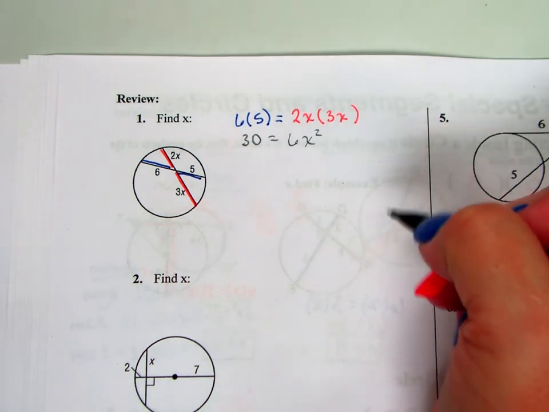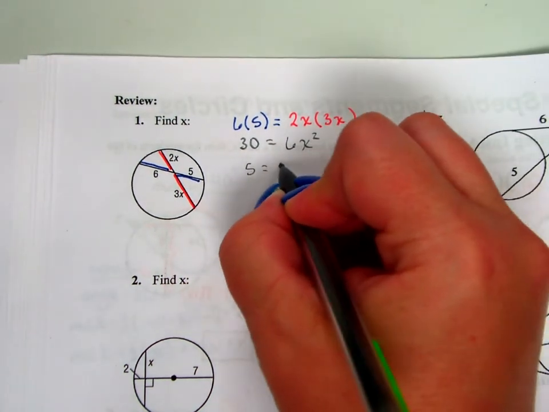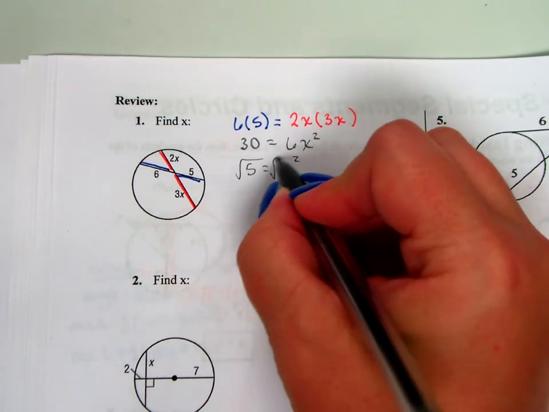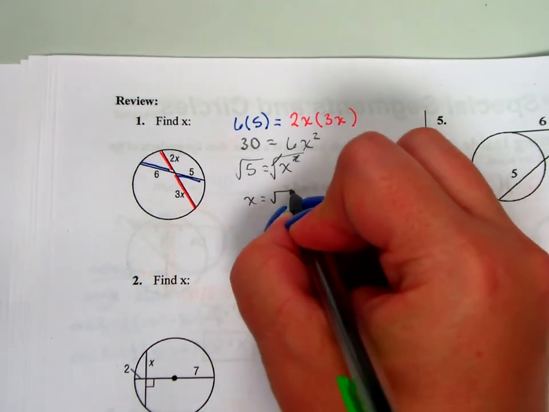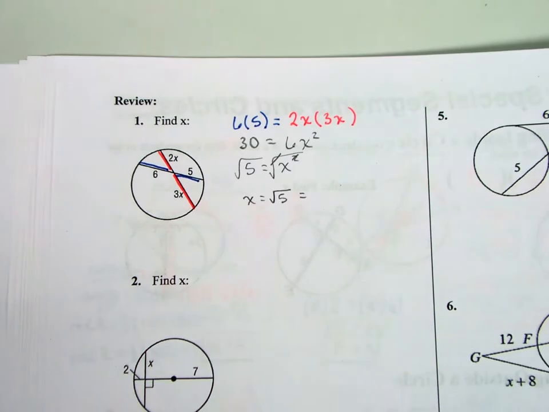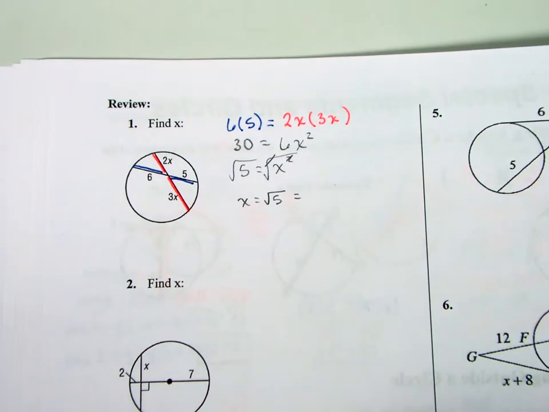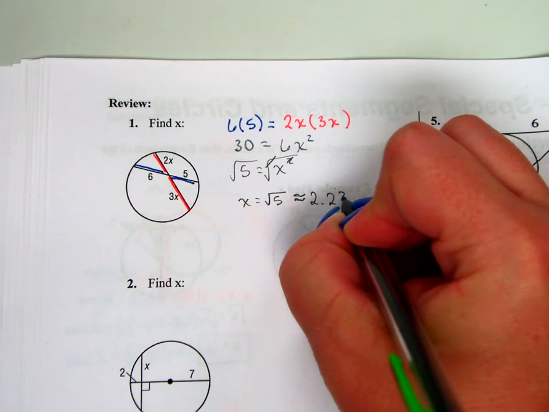What am I going to do first? Divide by 6, and I end up with 5 equals x squared. Then what? Square root. Which, if you want to give me an exact answer, then we would say x equals the square root of 5. If we want to round that to 3 places, the square root of 5 is 2.236. So approximately 2.236.